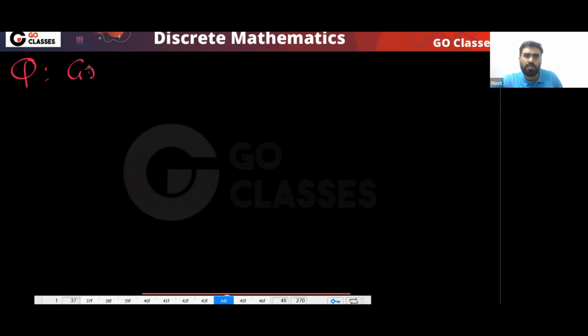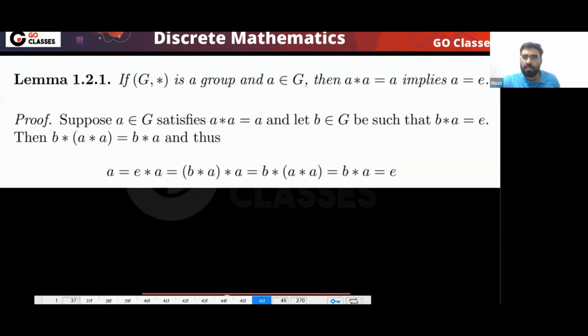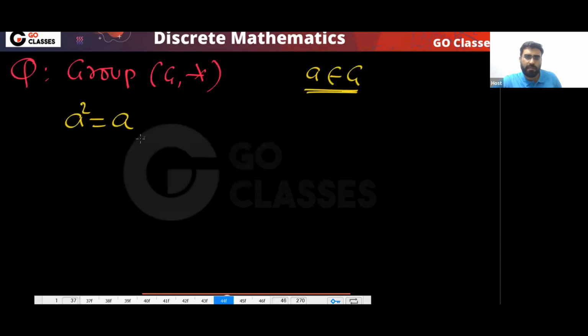If you have a group, everything is happening in a group. Let's assume there is some element A belonging to G, and let's assume A square is equal to A. Then what can you say about A?